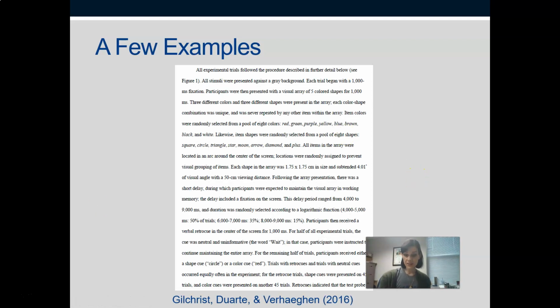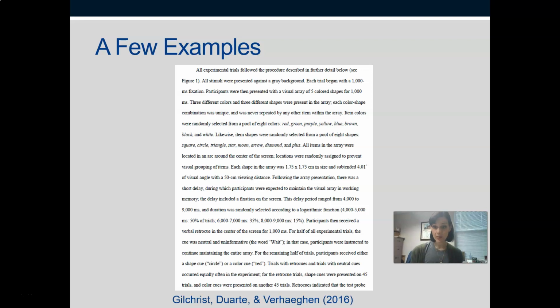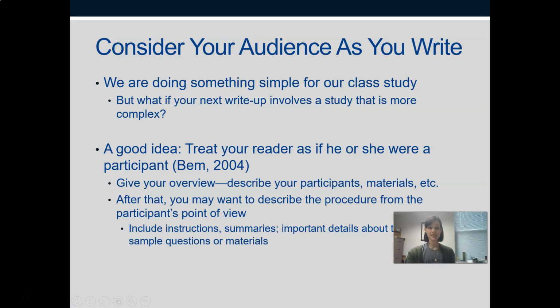So here's another one from one of mine, and I'm going to skip this one because it looks very similar to the apparatus, stimuli, and procedure that I showed you previously with the colored squares. The same sort of ideas apply here. So here are a couple of other tips for writing this section and some stylistic issues to consider.